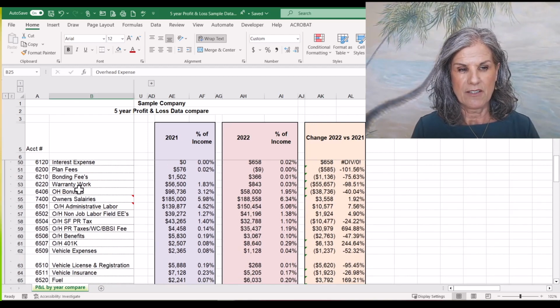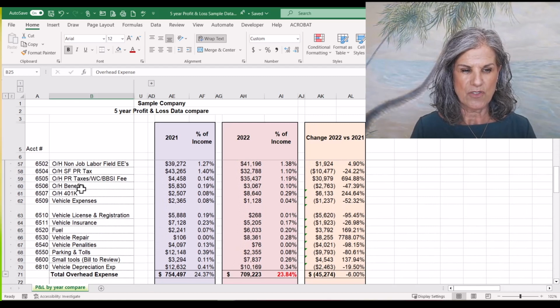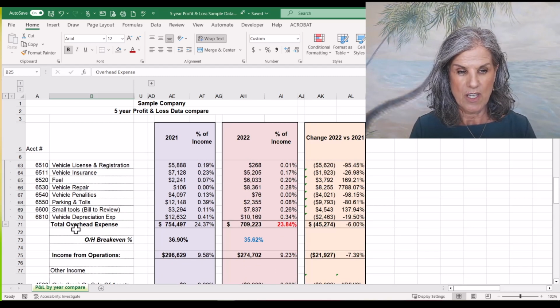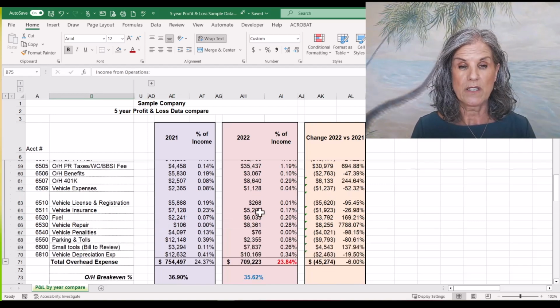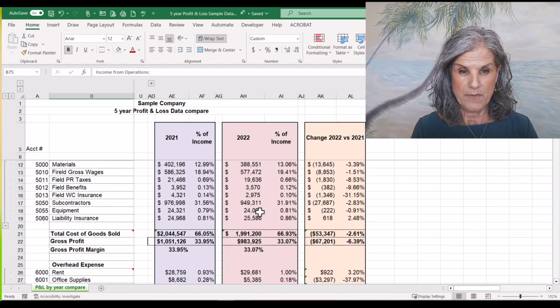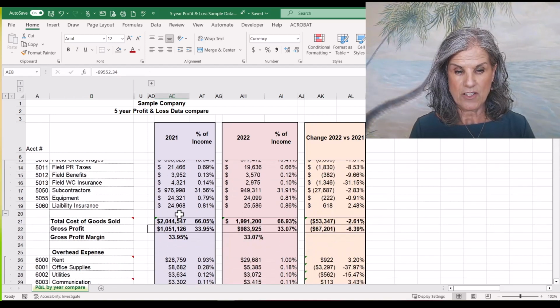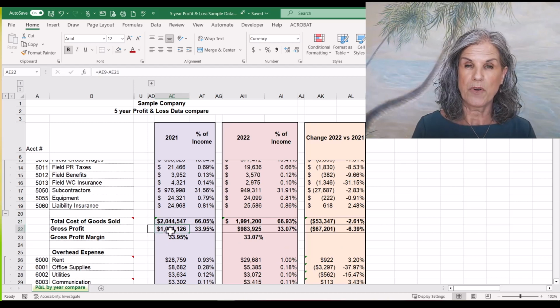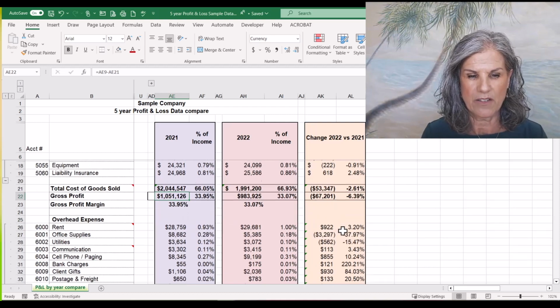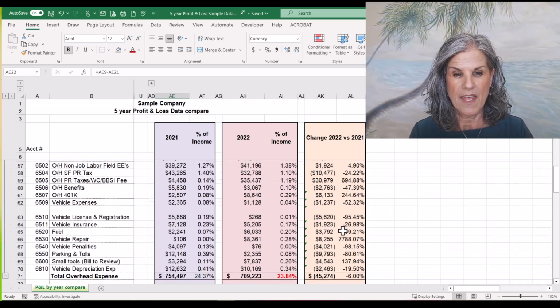And then things like bonding fees, insurance, and so on, vehicle expenses. So then you've got total overhead expenses. And then the difference between revenue and cost of goods sold is gross profit. And I'm going to go back through these numbers in a second. We'll talk about how to evaluate that data.